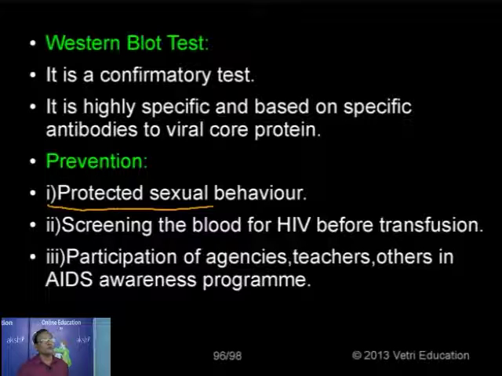This is the first aspect because the disease is spread mainly through sexual contact. And secondly, screening the blood. You have to analyze the blood to see whether the person is HIV positive or not. That is called screening the blood before it is donated or transfused. That is the second one. And also we have to make people aware of the disease through different agencies. That is participation of agencies: school teachers, NGOs, and voluntary organizations in AIDS awareness programs. That is very important. Nowadays we have so many such programs to make people aware of the effect of the disease.